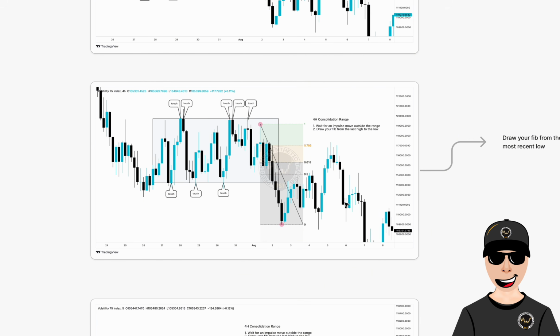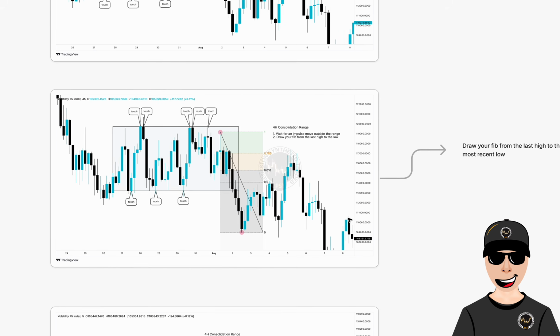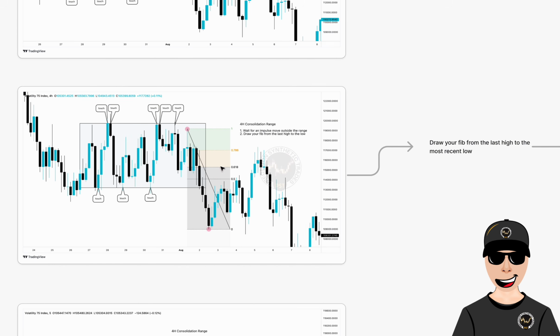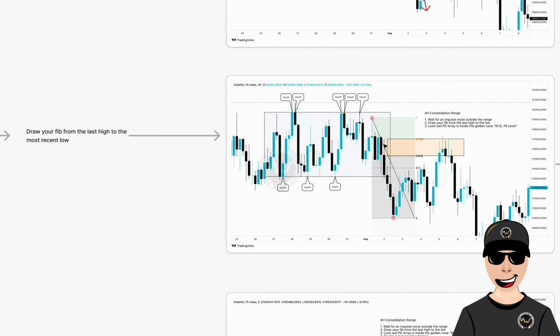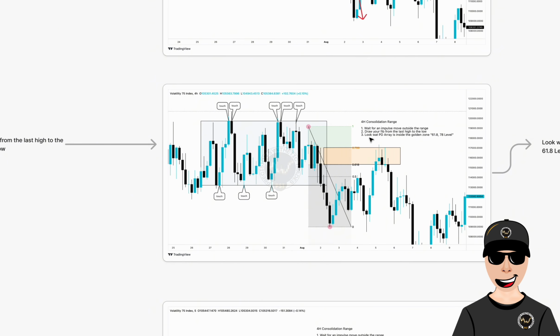So now the next step that we did, we're going to draw our fib from the most recent high to the most recent low. There's our fib level. What's the next thing that we need to look for? We need to wait for that retracement into our golden zone. There I marked out the golden zone.